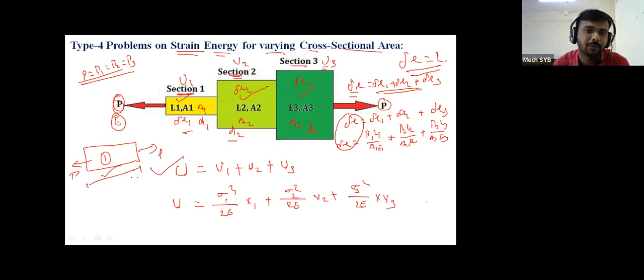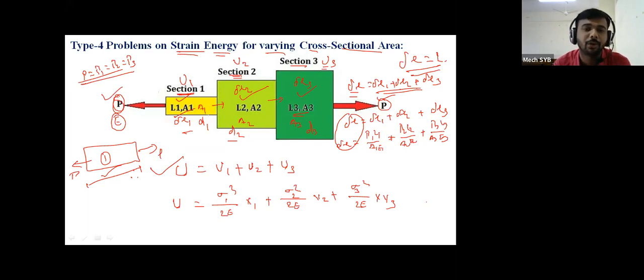But now in this particular figure, section 1 is connected to section 2, section 2 is connected to section 3, and all the 3 sections are subjected to only one external force. And due to that, some different strain energy is stored in section number 1. The strain energy in section 1 will be different, in section 2 it will be different, and in section 3 it will also be different. Why? Because all the 3 sections have different cross sectional areas.